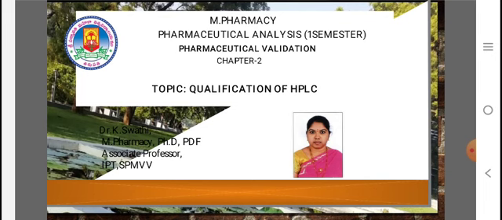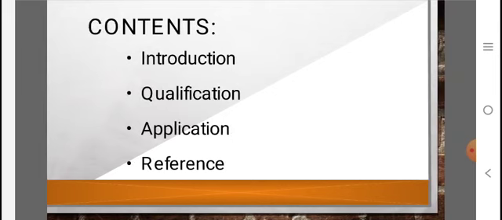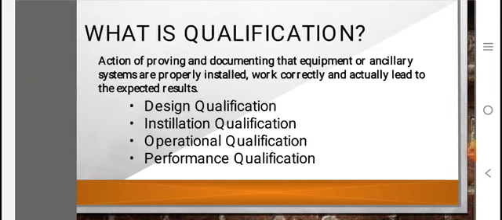So today's topic is qualification of HPLC from Pharmaceutical Validation, Semester 1, Department of Pharmaceutical Analysis. Contents are introduction, qualification, applications and references.